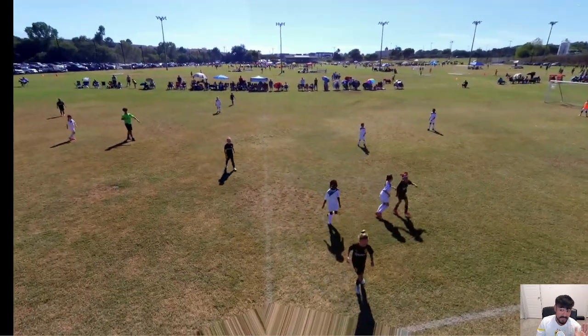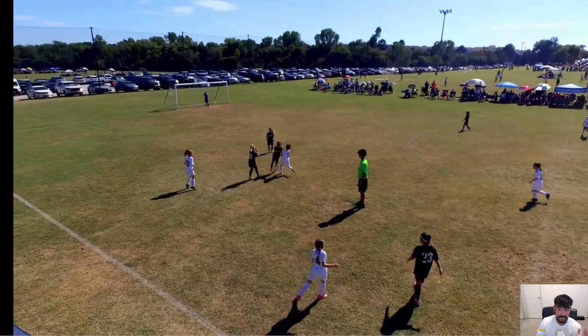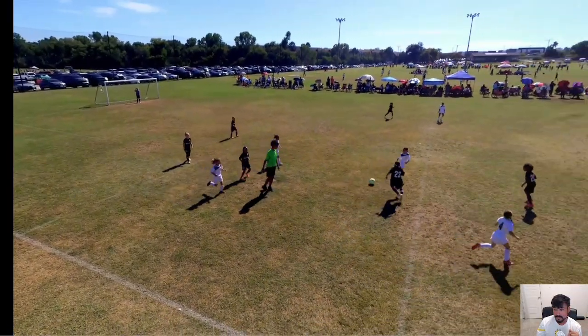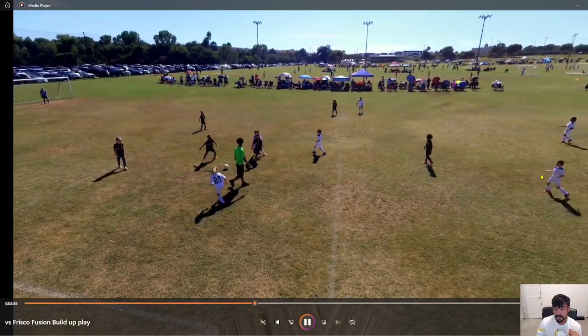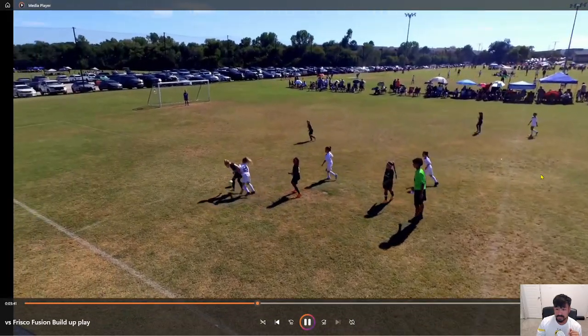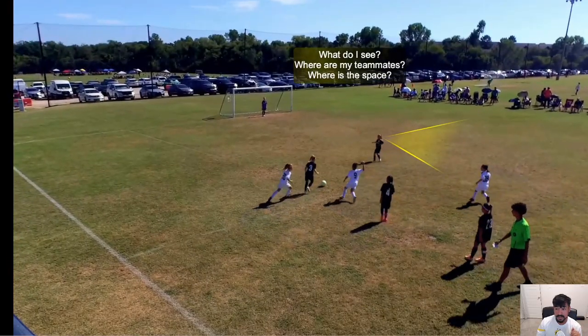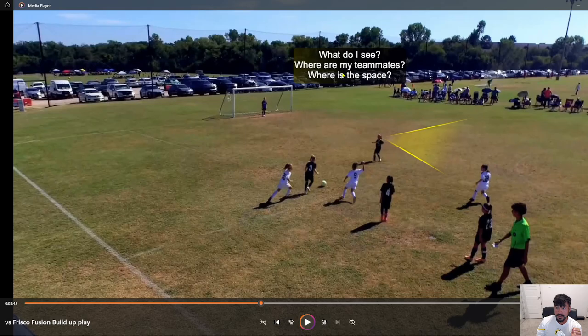At least we kept the value of the ball, but we're just kicking it. Okay, so we're moving on here. Playing the ball kind of everywhere. But I do like this. What do I see? Where are my teammates? Where's the space? Just checking the shoulder. But look, this is what I like. I actually couldn't. That's what I'm saying. I can live with y'all's decisions.